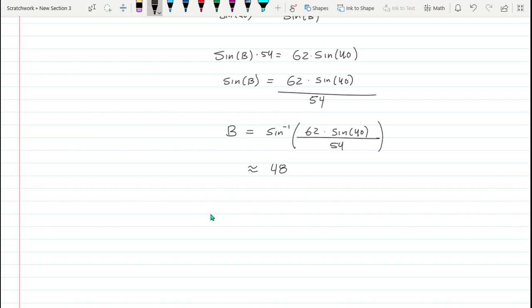So roughly we get B is equal to 48 degrees. So we do the same thing as we did before with checking the unit circle, and we know that sine is positive in the first quadrant and in the second quadrant. So here's the first angle, and then here is the second angle, which we find by doing 180 minus 48, and that comes out to be 132.